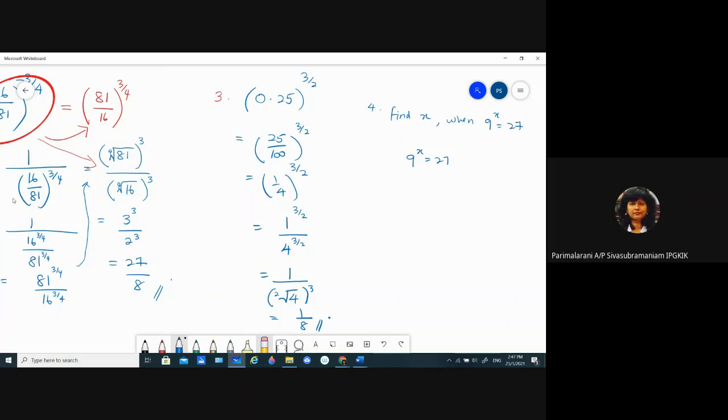So 9, we know, is also equal to 3 to the power of 2, and 27 is 3 to the power of 3. So 3 to the power of 2 times power of x means 3 to the power of 2x is equal to 3 to the power of 3. Now we have the same base, here 3, here 3. Because the base is the same, therefore 2x is equal to 3. If the base is the same, then the exponents are also the same. So 2x is equal to 3, x is equal to 3 over 2.